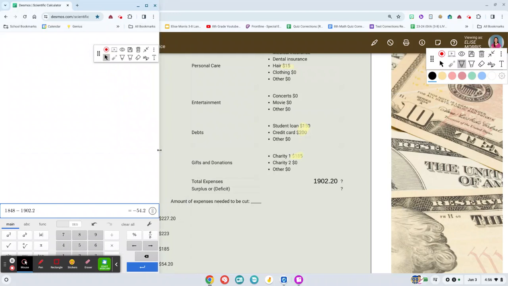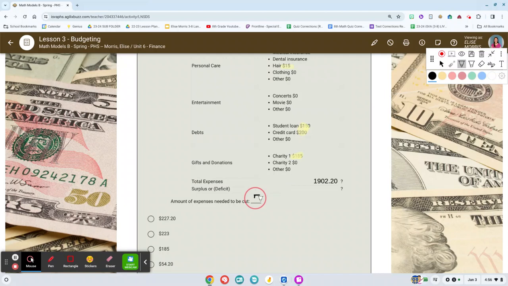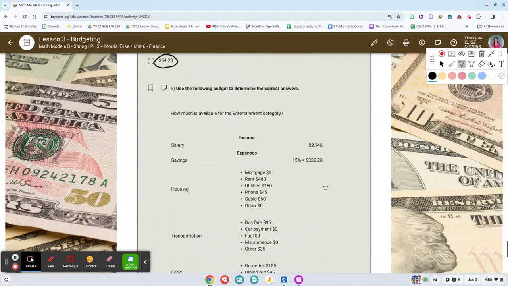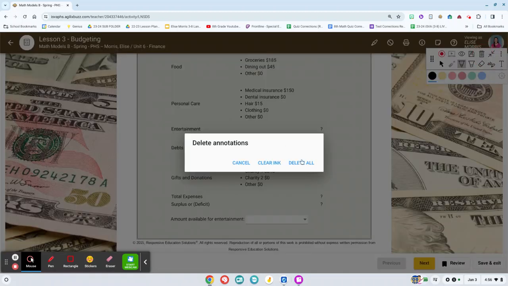So let's look at the question here. We took our income and subtracted the $1902 for expenses, and we need to cut $54.20. There it is right there. Okay, I'm going to have you do number 5 and submit. I hope that helped.